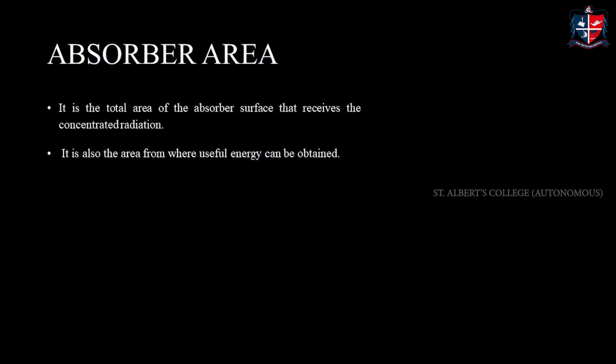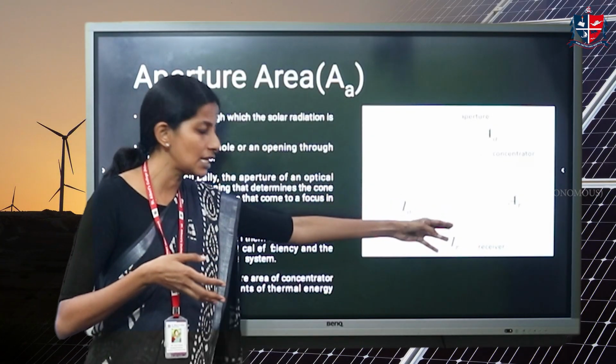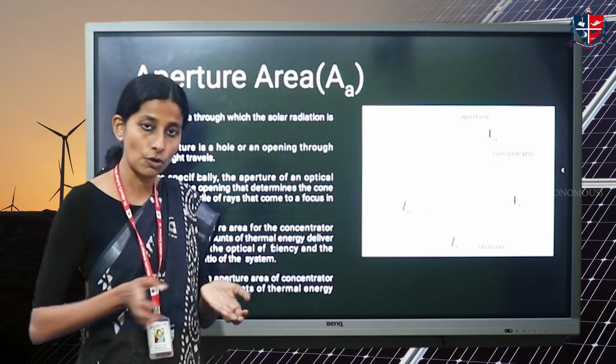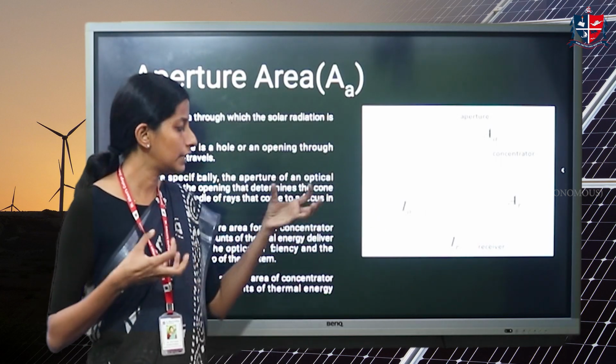Absorber area has also already been discussed here. This is the area from which we are taking the solar radiation. That is a much smaller area. This area will have the highest solar intensity. It will have very high temperatures.